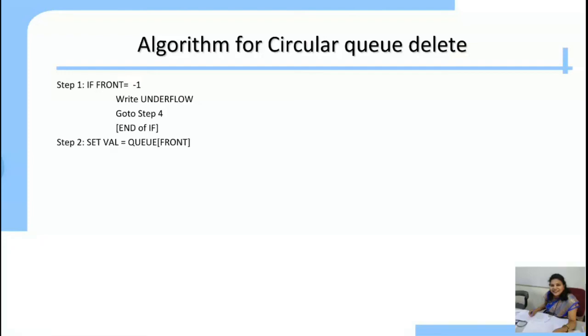If it is not underflow, meaning your circular queue is not empty, then we have to delete the element which is at the front side. So how? Set val is equal to q of front. Whatever you are going to delete, we are storing it into one variable, that is val. After that we are deleting the element. How? Set q of front is equal to 0. Why? Because the element which is at the front side will get deleted. So that's why we are setting q of front is equal to 0.